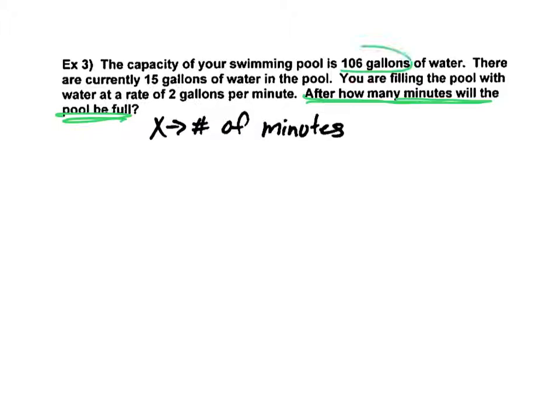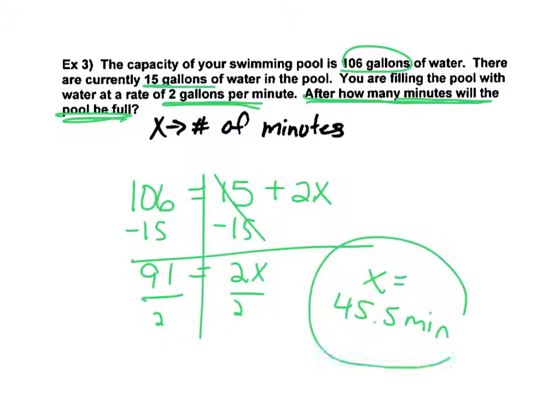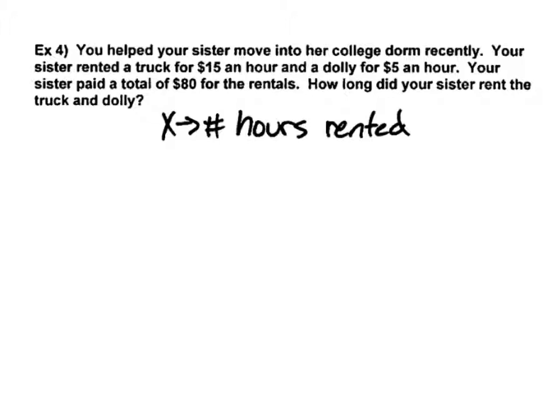We'll start out with the capacity of the pool, which is 106 gallons. The 106 equals, and it says you have 15 gallons of water in the pool. So that's what you're starting with. You have 15, plus you're going to fill it with 2 gallons per minute. So 2 times x would be your equation. 106 equals 15 plus 2x. Now all you have to do is do a two-step equation and solve. And when I solve, I get 45.5 minutes. Subtracting 15 and then dividing by 2. All right, let's do 2 more. Okay, this is our last one, not 2 more.